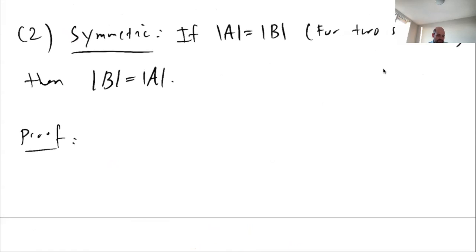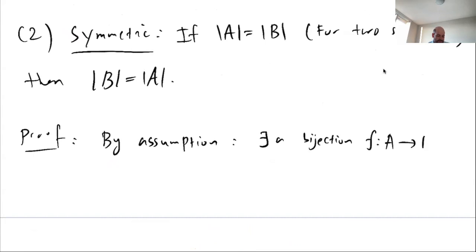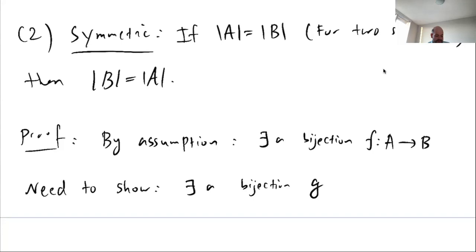So here my assumption is cardinality A equals cardinality B. So by assumption, there exists a bijection f from A to B. And I want to show cardinality B equals cardinality A. So that means I need to show that there exists a bijection, let's say g from B to A. So we're assuming that there is a bijection f from A to B. We need to construct a bijection g from B to A.